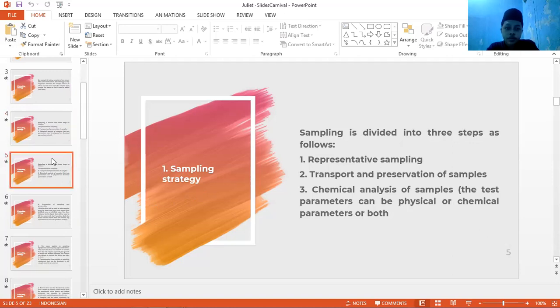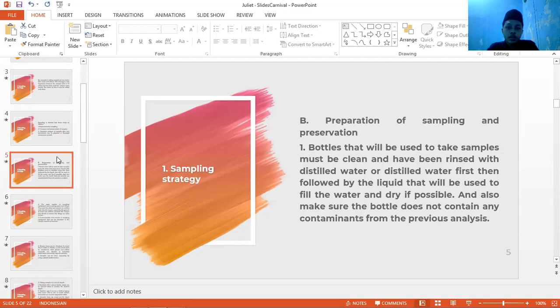B. Preparation of sampling and preservation. 1. Bottles that will be used to take samples must be clean and rinsed with distilled water first, then followed by the liquid that will be used to fill them, and dry if possible. Also make sure the bottle doesn't contain any contaminants from the previous analysis.